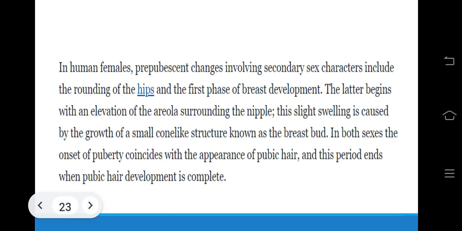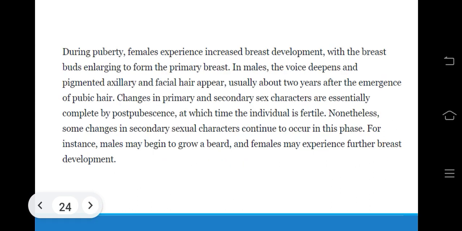In human females, pubescent changes involve secondary sex characters, including the rounding of the hips and the first phase of breast development. The latter begins with an elevation of the areola surrounding the nipple. This slight swelling is caused by the growth of small cone-like structures known as the breast bud. In both sexes, the onset of puberty coincides with the appearance of pubic hair, and this period ends when pubic hair development is complete.